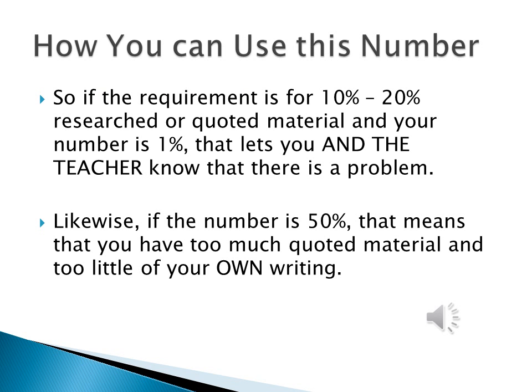So how can you use this number? If the requirement for your paper is between 10 and 20% of researched or quoted material, and your number is 1%, that lets you and the teacher know that there is a problem. Likewise, if the number is 50%, that means that you have too much quoted material and too little of your own writing. So use it this way.